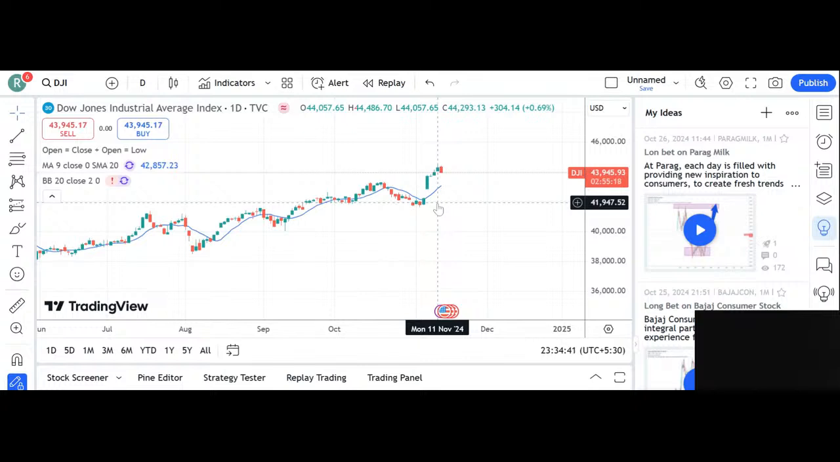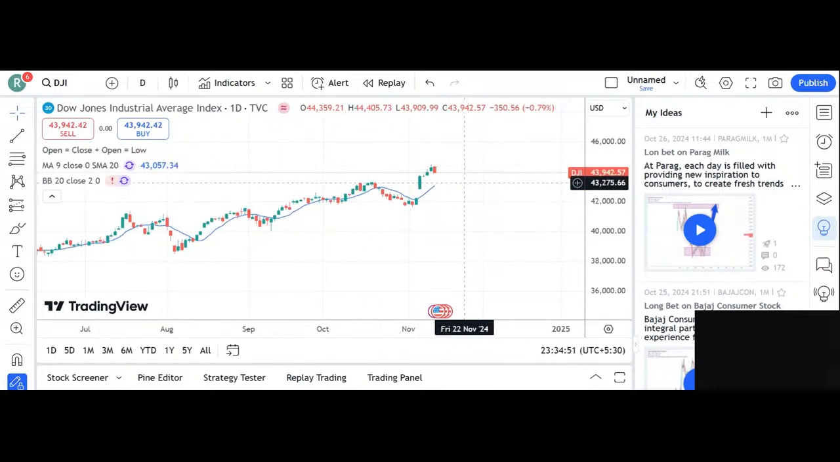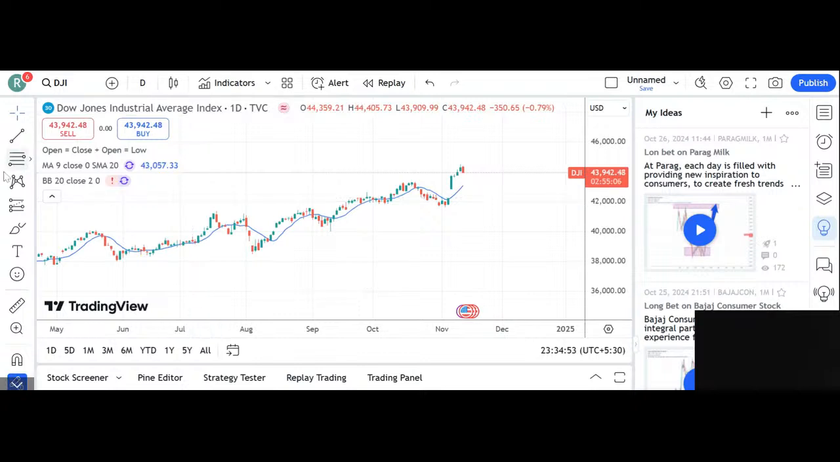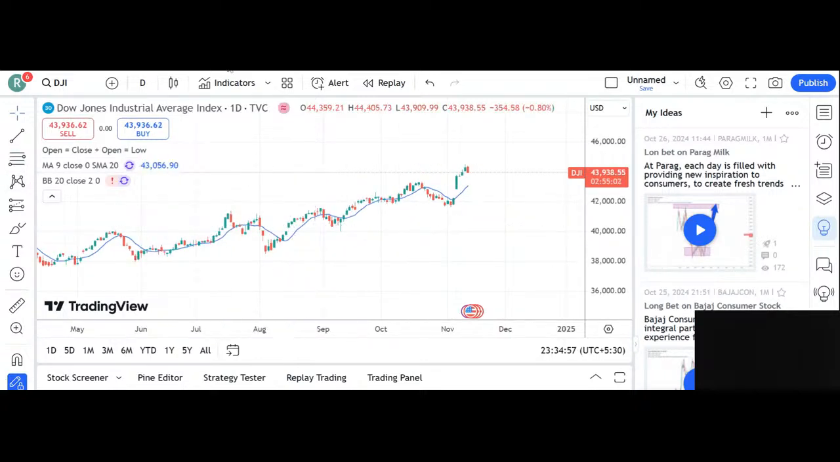If you're holding for November expiry, you can hold it till this month end because everybody is bullish. It is very difficult to trade the Dow Jones, but I will give you a time frame where you are able to make some kind of decisions out of it.